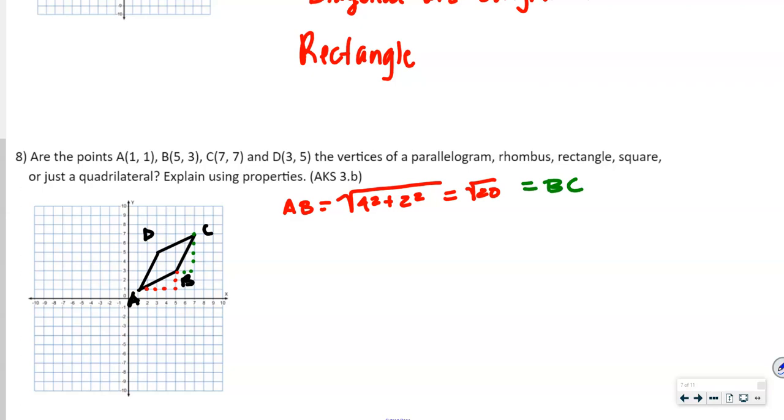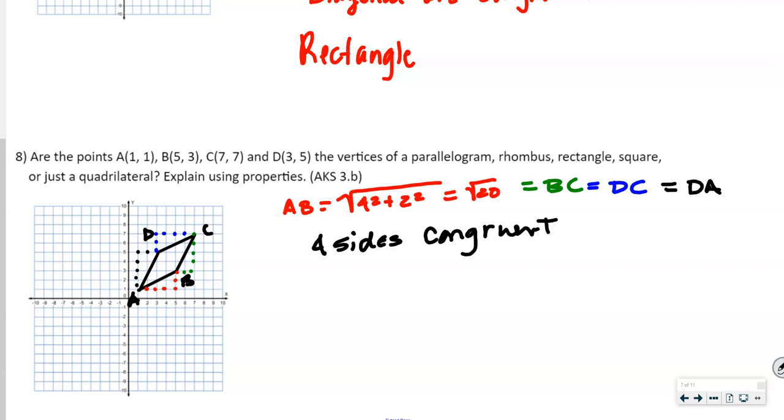Let's keep going around the shape. 1, 2, 3, 4, 1, 2, same. So that's going to be DC. And then we're going to do it with this last side. So we're going over 1, 2, and down 1, 2, 3, 4. So we can see that all 4 of these sides are congruent, right? So 4 sides congruent, so that means it's a rhombus, right?